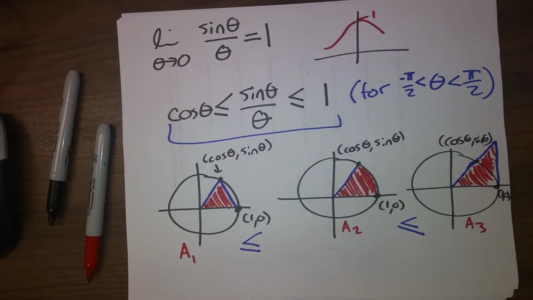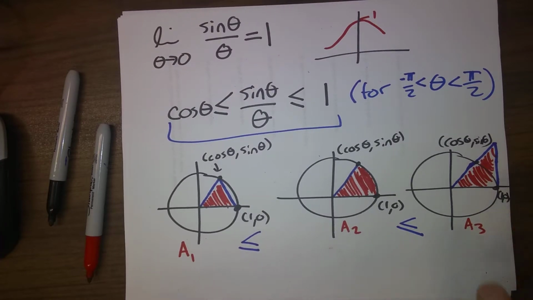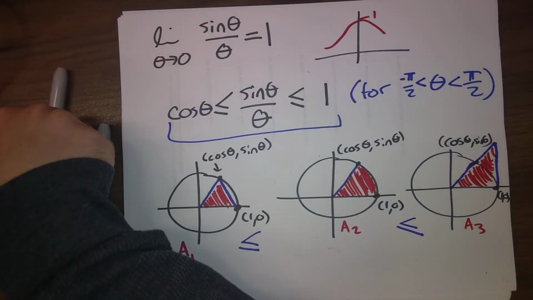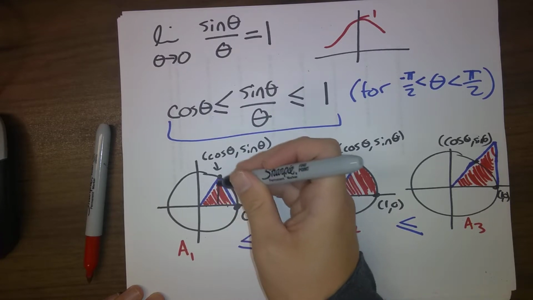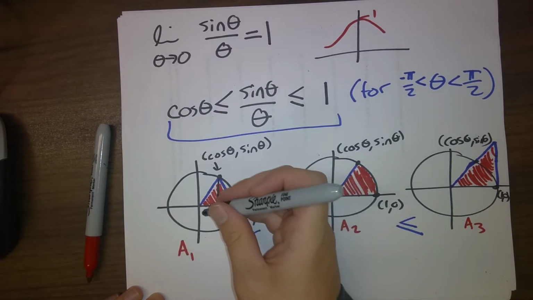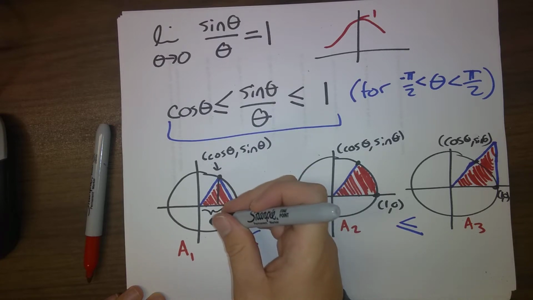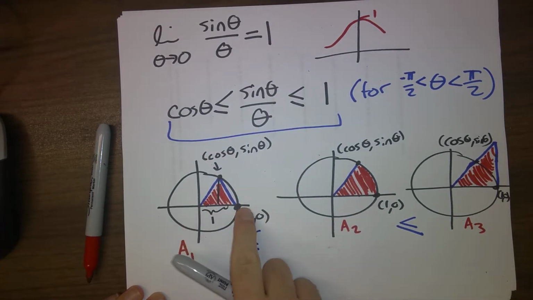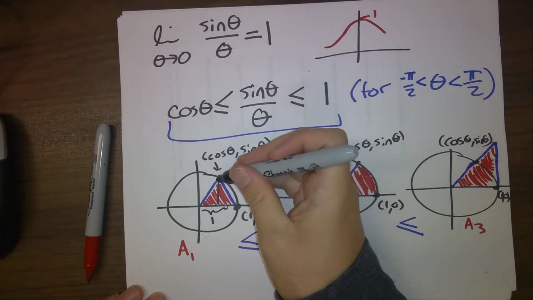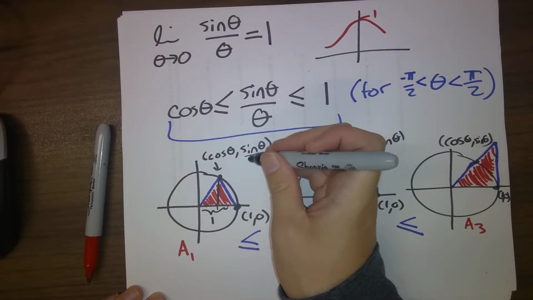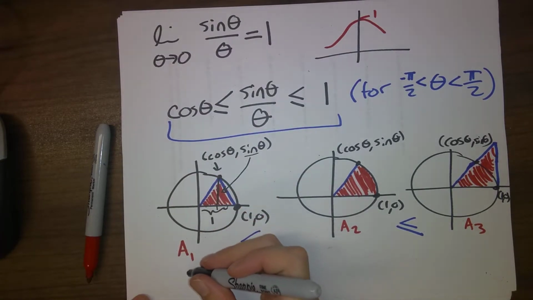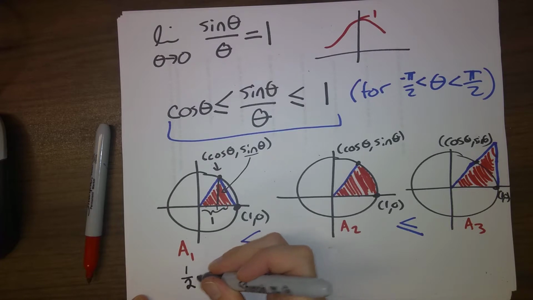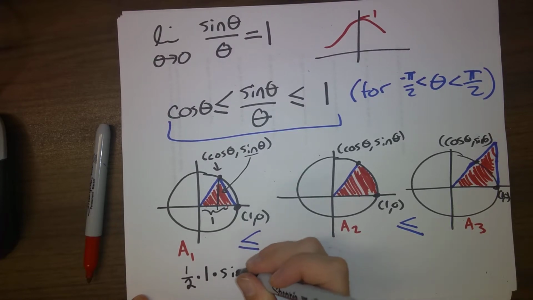Let's go ahead and figure out what are the areas of these three regions. So this first triangle, well, it's a triangle, so we know how to figure out areas of triangles. The area of a triangle is base times height, where the base there is 1. We're going from 0, 0 to 1, 0. So that's base 1. And its height is exactly the y-coordinate there, which is sine theta. So the area of this first region is 1/2 times base times height.